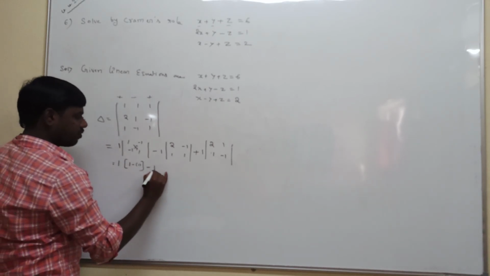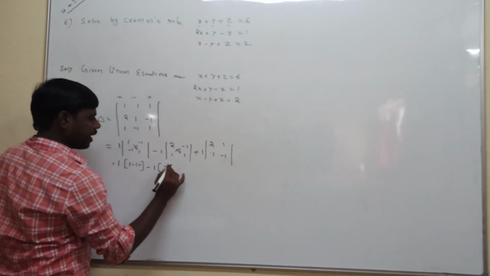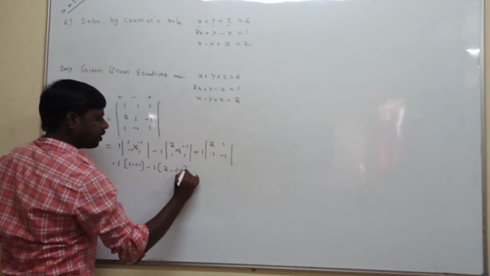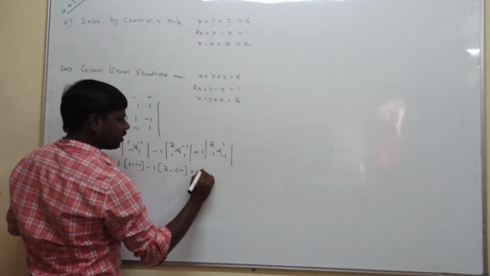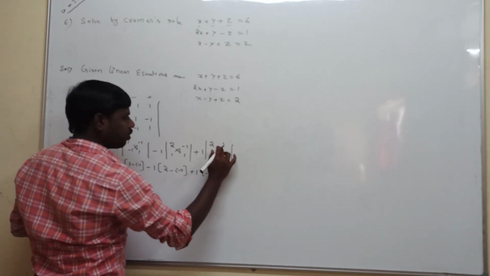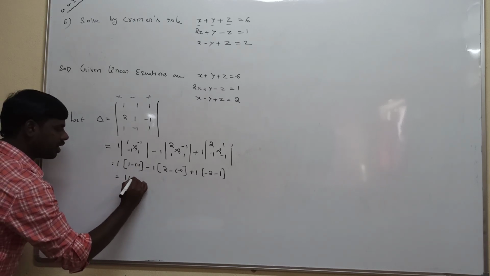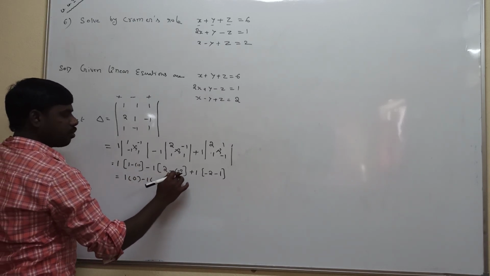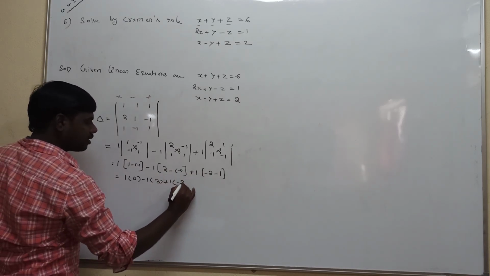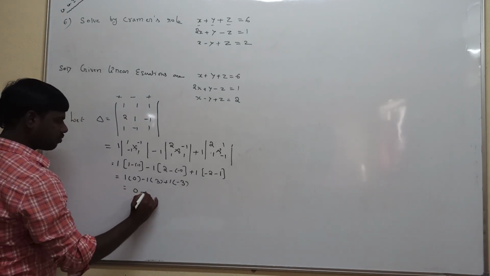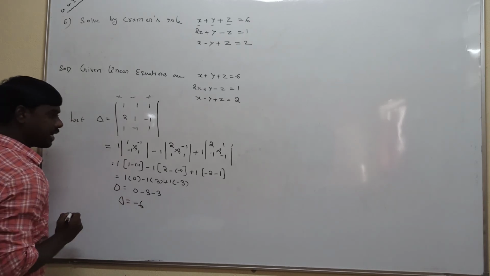Next, minus 1 into, here also applying cross multiplication: 2 into 1 is 2, minus 1 into minus 1 is minus 1 plus 1. Here also applying cross multiplication: 2 into minus 1 is minus 2, minus 1 into 1 is 1. Simplify: 1 into 1 minus 1 value is 0, minus 1 into plus 2 plus 1 value is 3, plus 1 into minus 2 minus 1 value is minus 3. This one 0, this one minus 3, minus 3. So what is the delta value? We get the value minus 6.